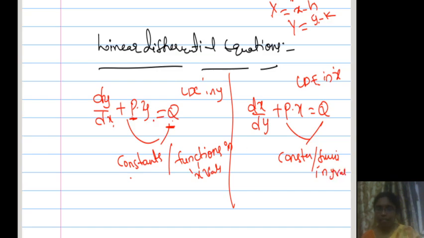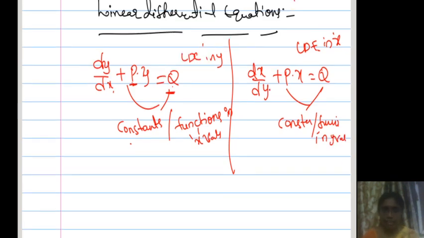If you identify that the given differential equation is in this form, then how do you get the general solution? First step, you should convert the given linear differential equation into the standard form. Then second step is to find the integrating factor. What is the formula for the integrating factor? e power integration of p dx. Why am I taking p dx? Because p is a function in the x variable or a constant.